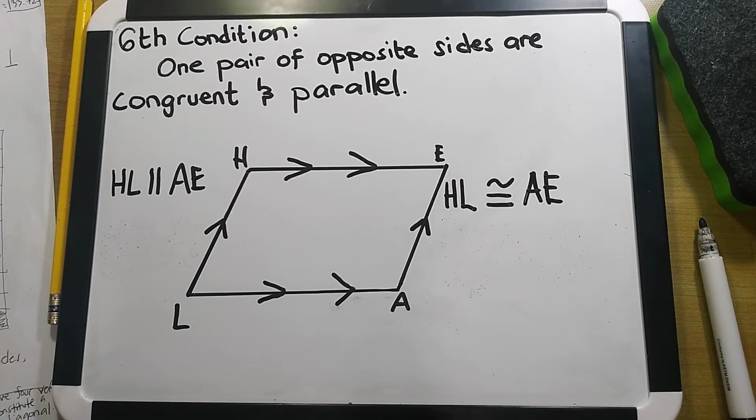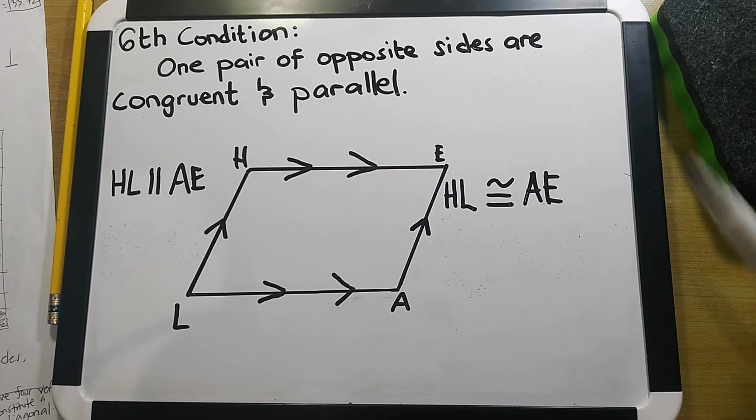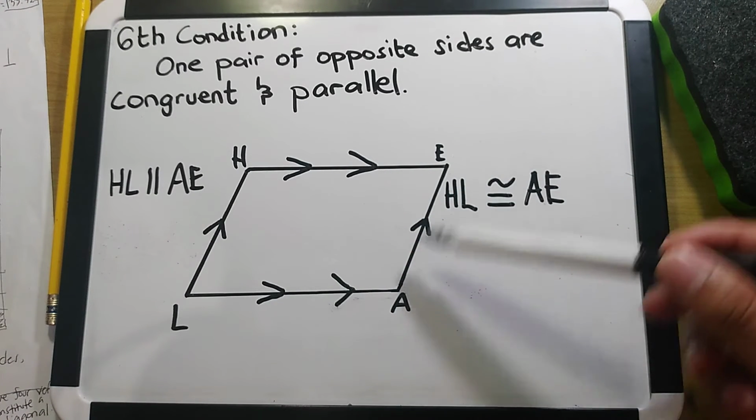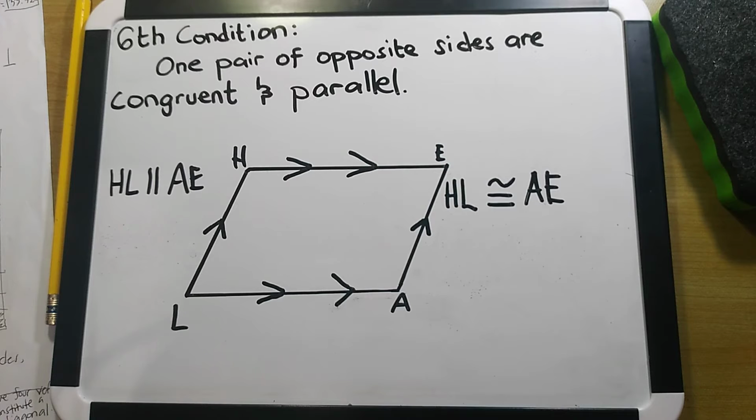For the sixth condition, if one pair of opposite sides are congruent and parallel, then the given quadrilateral is a parallelogram. Side HL is congruent to side AE. At the same time, it is also shown in the figure that these sides are parallel. Hence, this quadrilateral is a parallelogram.